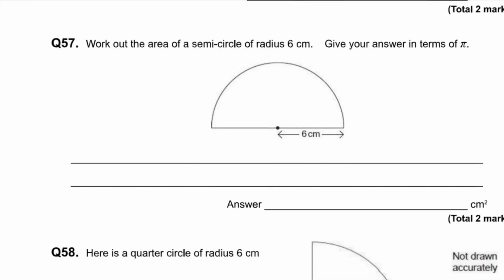Question 57 says, work out the area of the semicircle of radius 6 centimeters. Give your answer in terms of pi. So area of a circle is given by pi r squared, but I haven't got a circle here. I've got a semicircle, it's half a circle. So the area of this shape is going to be a half of pi r squared, isn't it? That's the formula I'm going to be using here. So subbing in what I know, that's going to be a half times pi times 6 squared, isn't it? 6 squared is 36, half of 36 is 18. So altogether that is 18 pi.